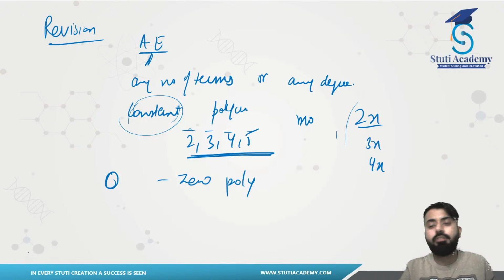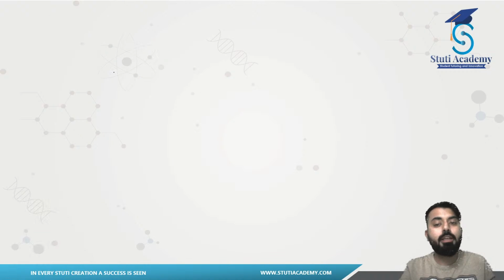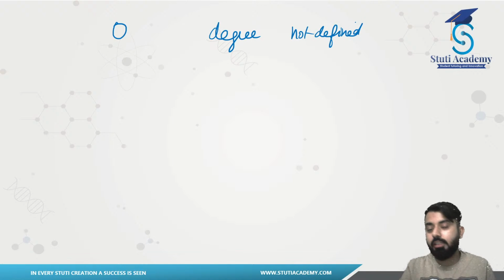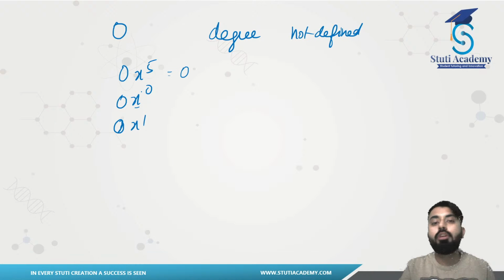And similarly, if you're talking about degrees, if you had, let's say, a zero polynomial, then its degree was what? Its degree was not defined, because we had considered that case also. 0x^5, 0x^0, 0x^1, you could have taken any power of this x, your answer will always be 0. So it is not possible to determine what the degree there would be. So you can say its degree was not defined, right?